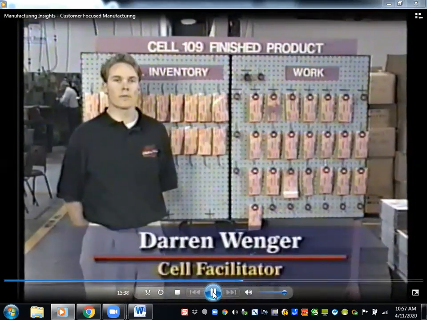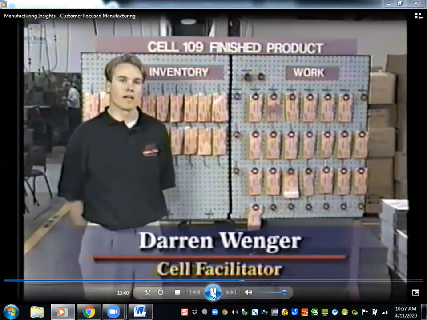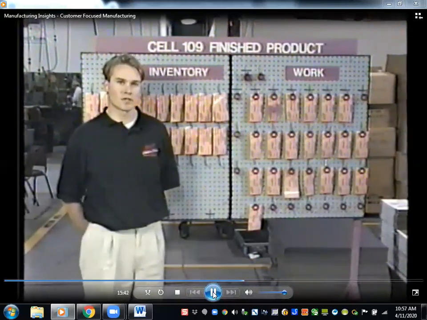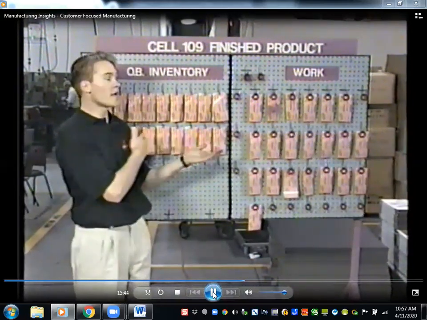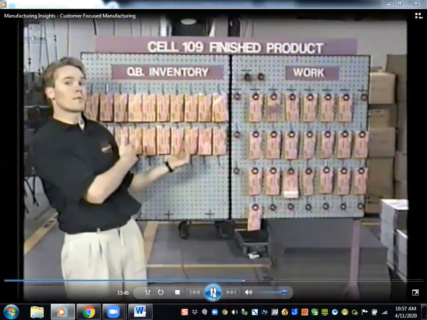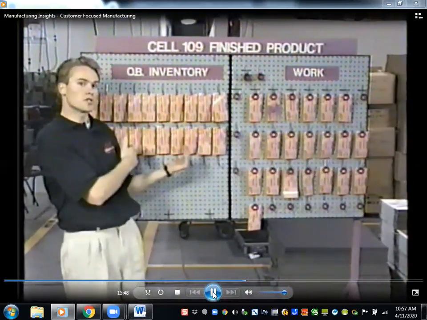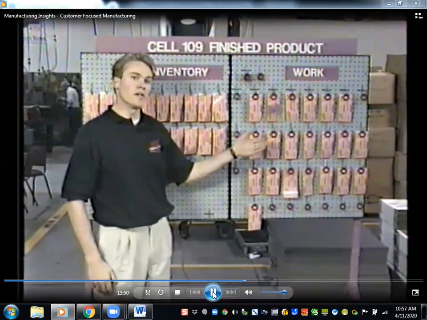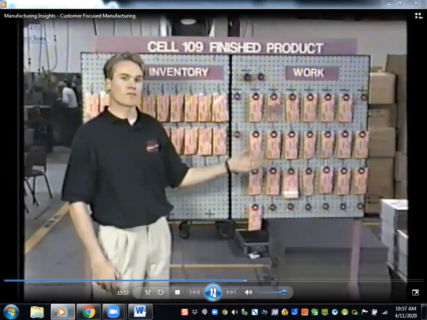Kanban becomes very important because it's our material management system. It allows us to know when to replenish material based on consumption. Behind us, we have the Kanban board. This half of the board represents all the material that we have in our distribution center. The other half is the material that we need to produce in order to satisfy our customer sales.